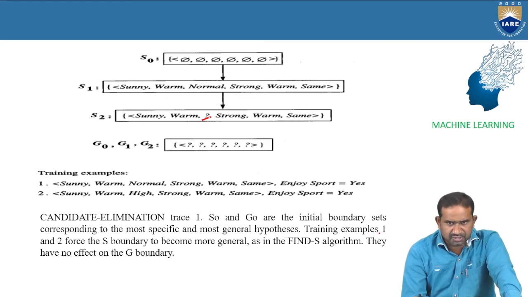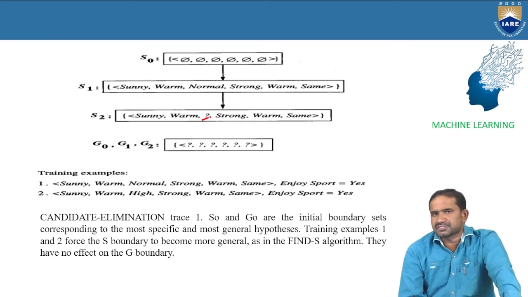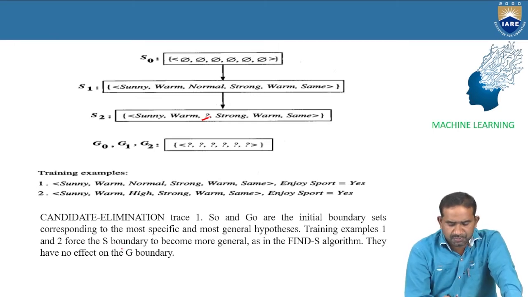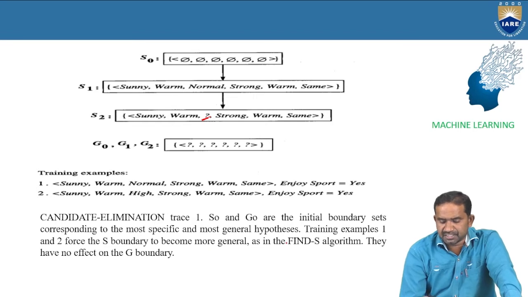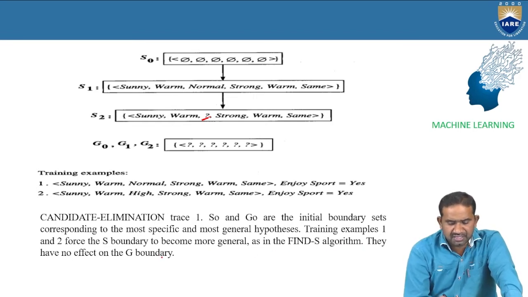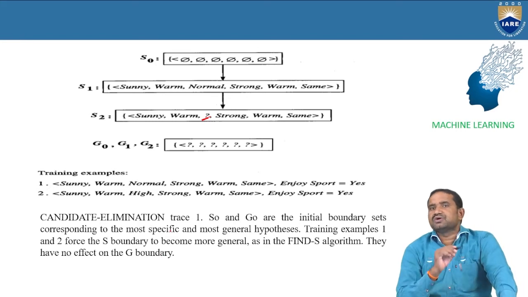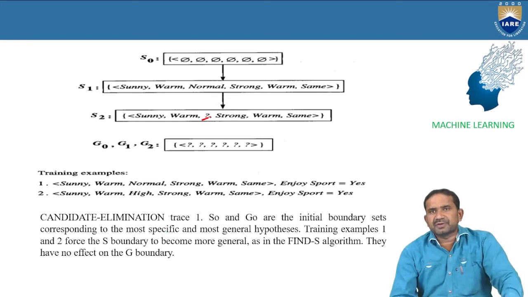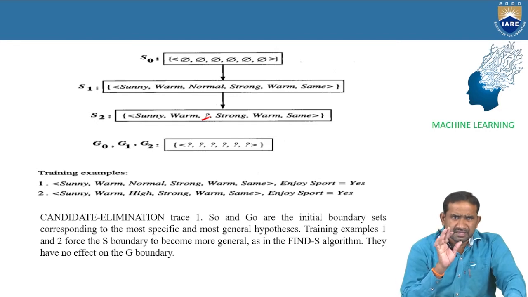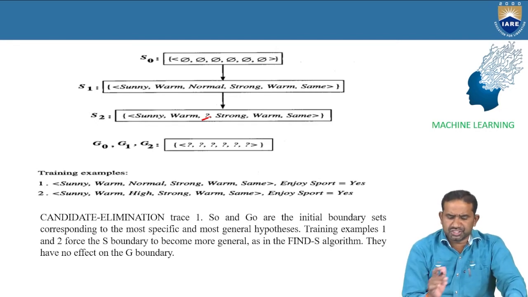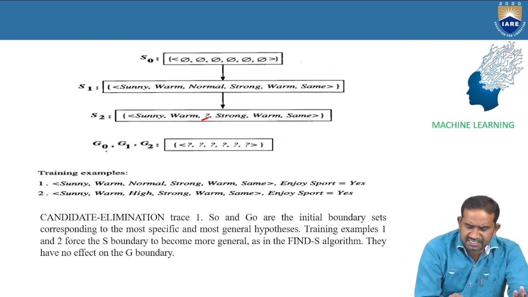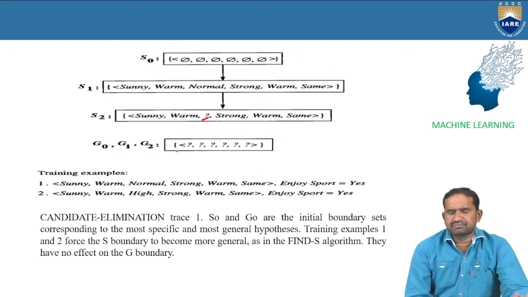Training examples 1 and 2, the first and second training examples, force the boundary to become more general for the Find-S algorithm. They have no effect on the general boundary. Why? Because both are positive training examples, so there is no change. Finally, G0 is the same as G1, and G1 is the same as G2.